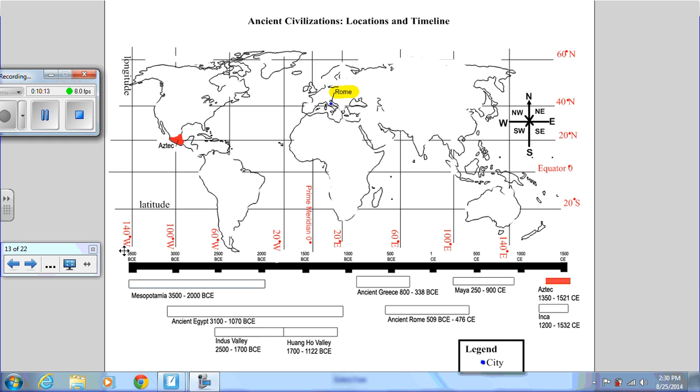If you're checking your longitude lines, the furthest line to the left is 140 degrees west, and the furthest longitude line to the right is 140 degrees east. Double check your labels now.